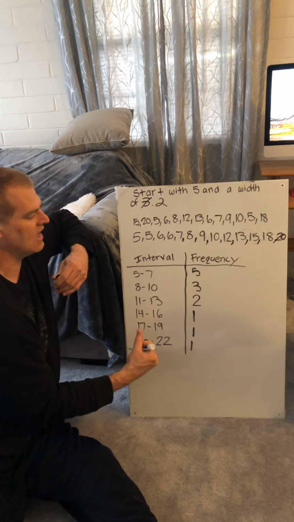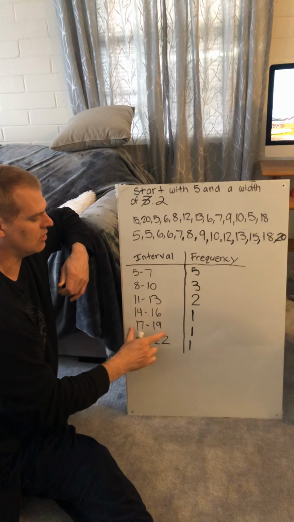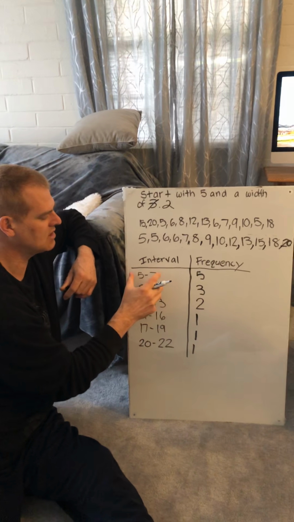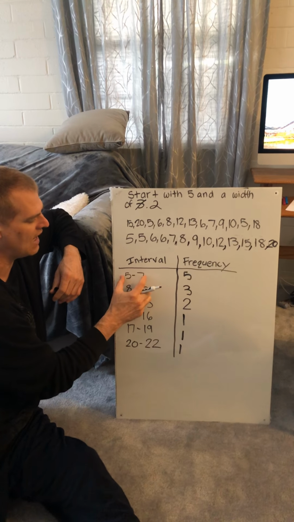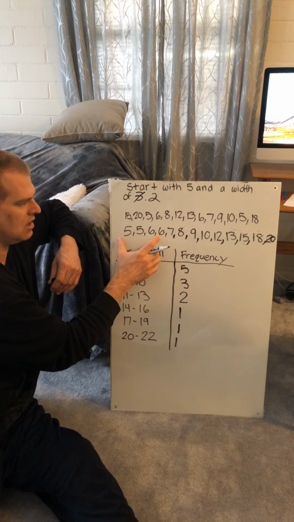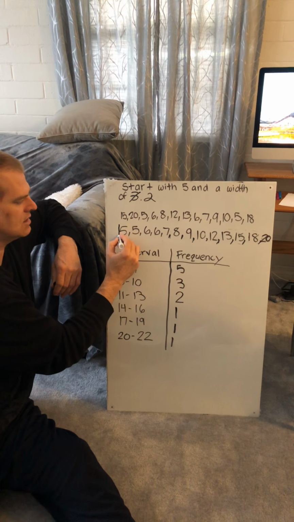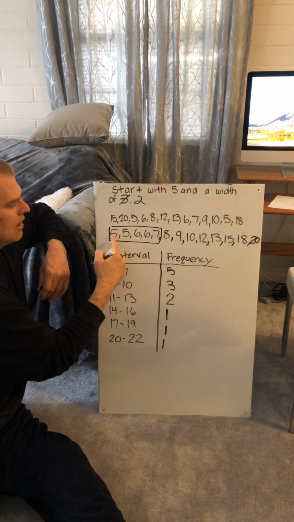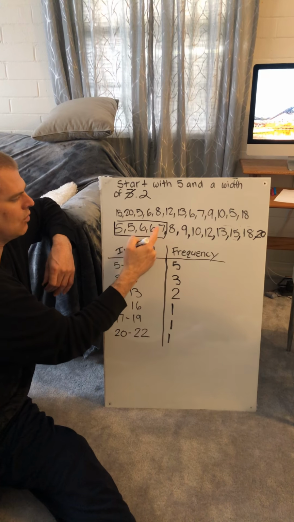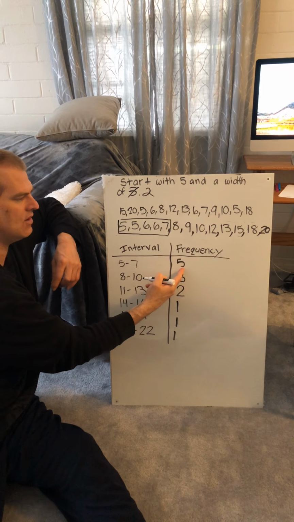Okay? Next, here are my intervals. We need to know how many times we saw any numbers that are between 5 and 7. So those numbers are 5, 6, and 7. When I look up here, these are the numbers that are 5s, 6s, and 7s. How many are there? There are 5 numbers. 1, 2, 3, 4, 5. That's why I put 5 here.